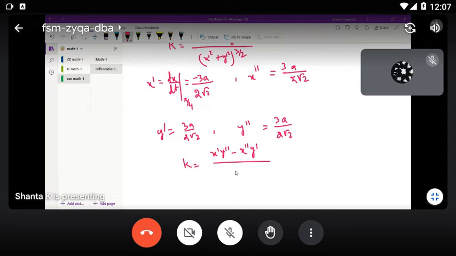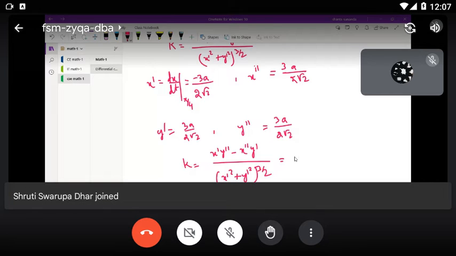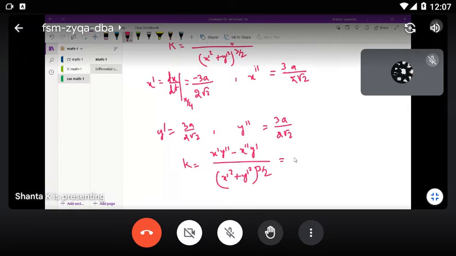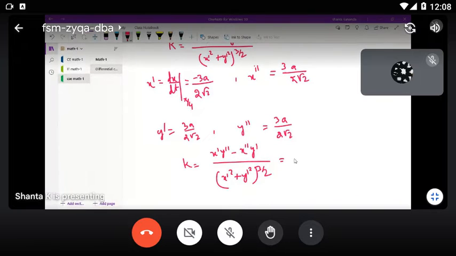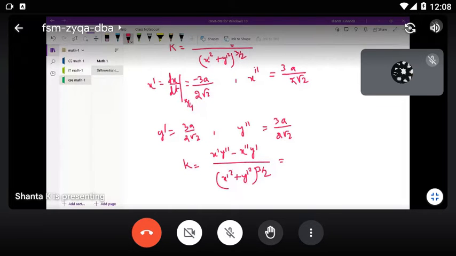Divided by x dash square plus y dash square to the power 3 by 2. So how much is it? Finally, what are you getting? Anyone who has done, tell me. What is the curvature?